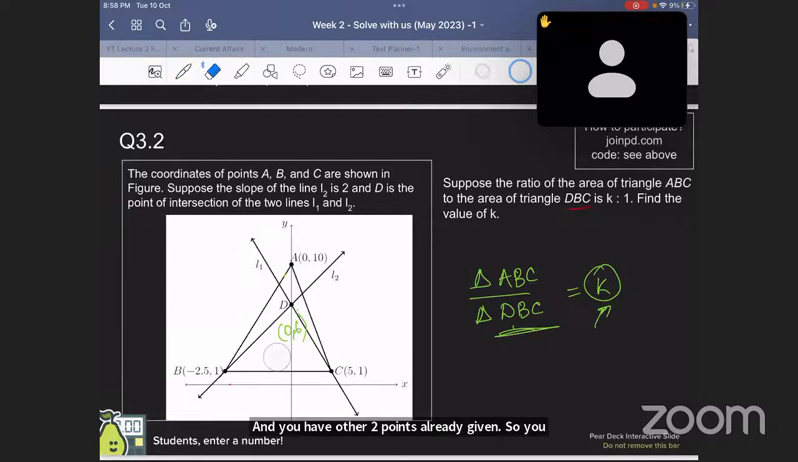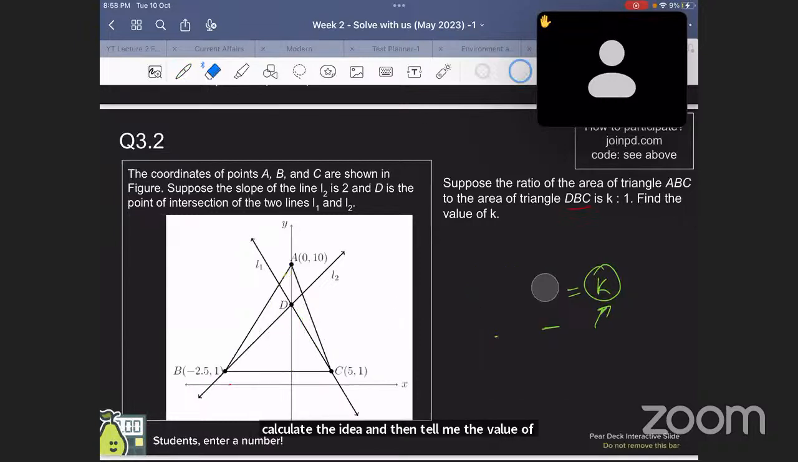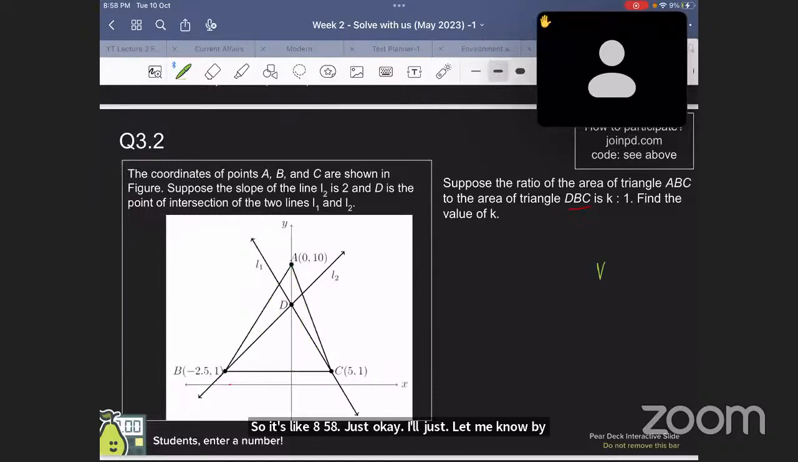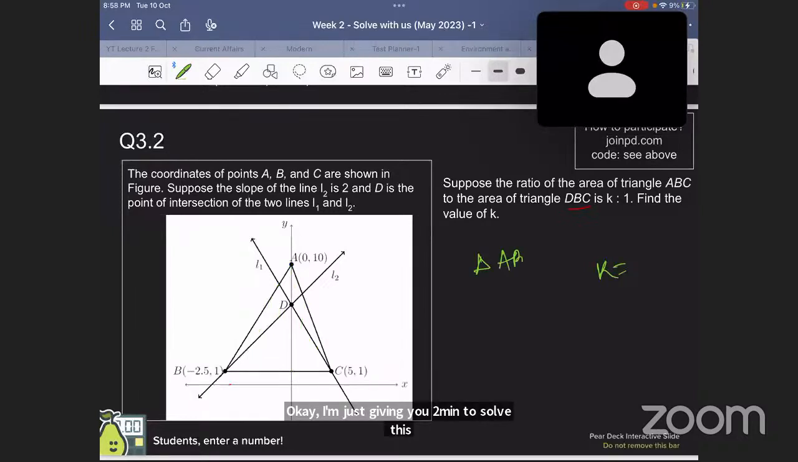Is it simple or not? It's so simple. You'll be able to calculate, right? Yes, sir. So calculate it. I'm just giving you 2 minutes to solve this. Let me know by 9. Tell me the value of K. Area of triangle ABC, solve this, and DBC.